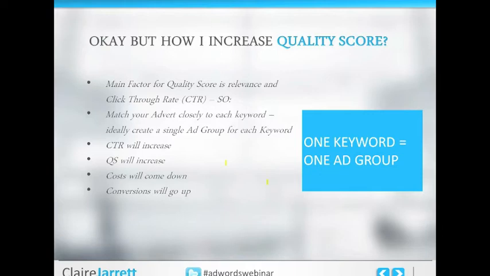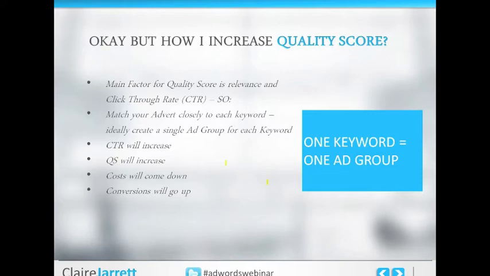Okay, but how do I actually increase my quality score? Now, the main factors for quality score are relevance and click-through rate. Those are the most important factors. So you need to do what I've already mentioned: match your advert closely to each keyword, ideally creating a single ad group for each keyword. What will then happen is your click-through rate will increase because, of course, your advert will closely match the keyword. Your quality score will increase immediately.